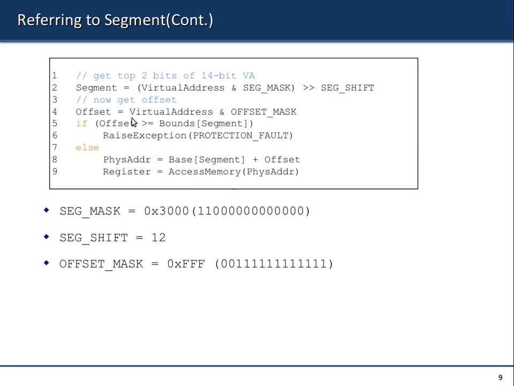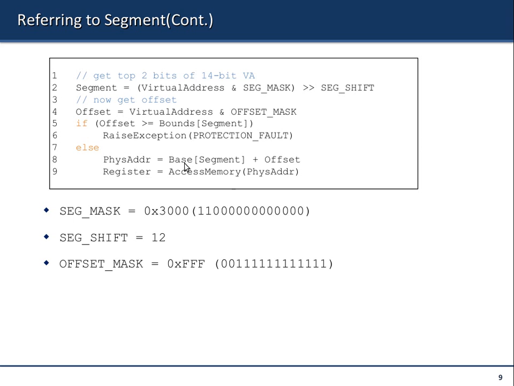So you can get the offset by just getting the virtual address and then applying the offset mask. You get that offset. And then you can check now whether the offset is within the segment. So the segment is 00, 01, or 10. And then you can check whether it is within the bound. If not, then seg fault. You issue a seg fault. Okay? And else, you simply get the physical address.